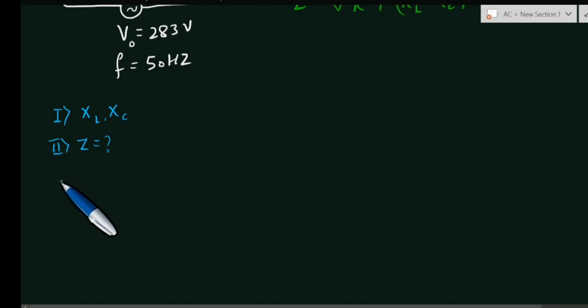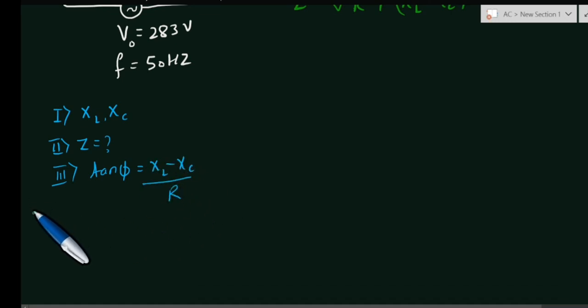The phase difference between voltage and current can be calculated by using the formula tan phi is equal to XL minus XC divided by R. After finding this, we can easily calculate the value of phi. The phi value we will get from the above relation, and later the fifth step they are asking is to calculate the power factor. So take cos phi. This is the value of power factor.